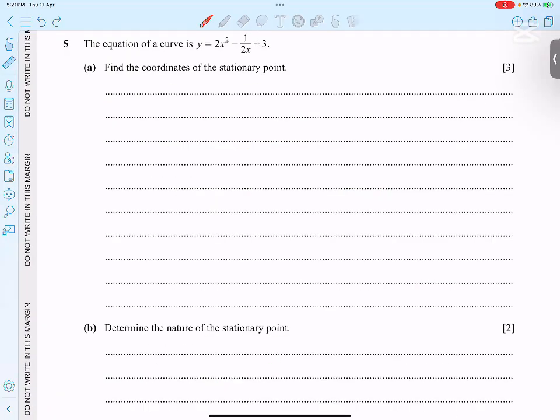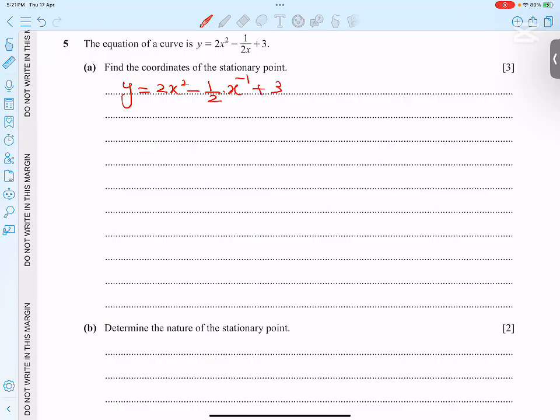Question number 5, we have the equation of a curve given here: y equals 2x to the power 2 minus 1 over 2x plus 3. If I need differentiation, some students try to bring both up. Impossible. If I bring it this way, it will create a problem. Not wrong, but the best idea is to keep the constant there and only x will go up.